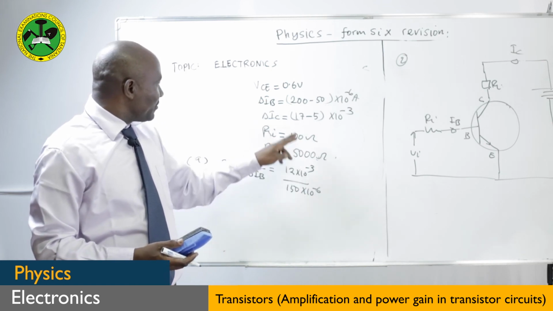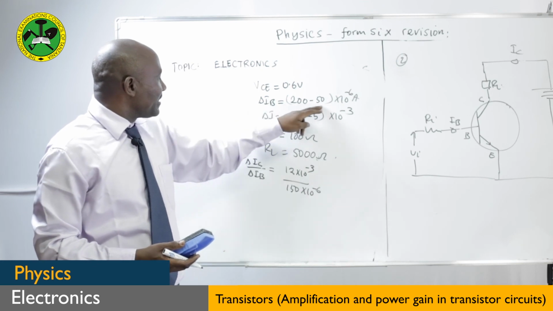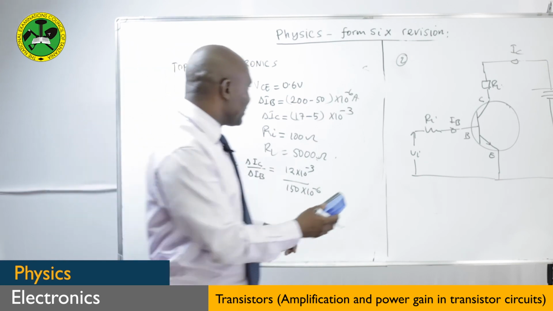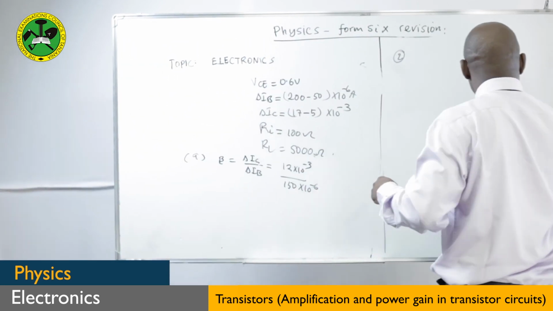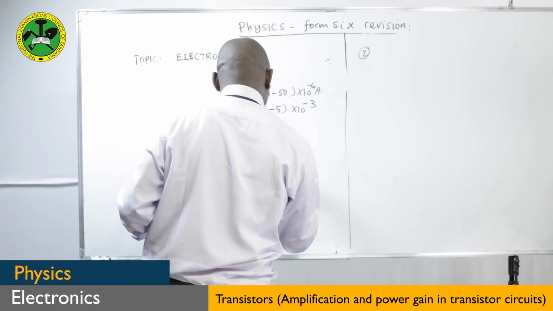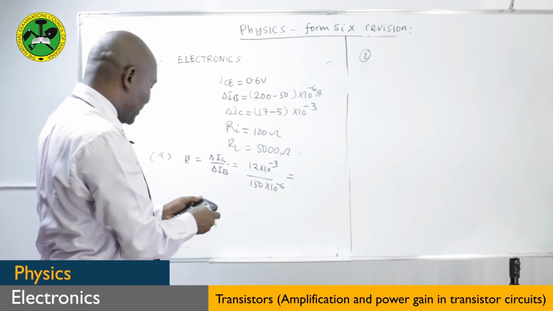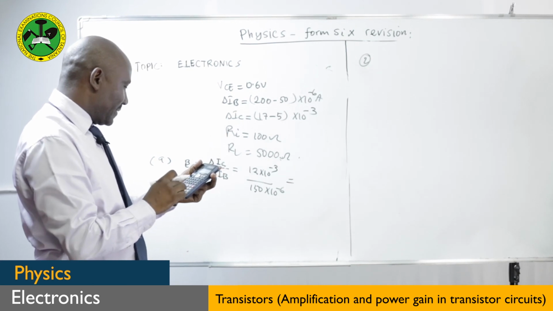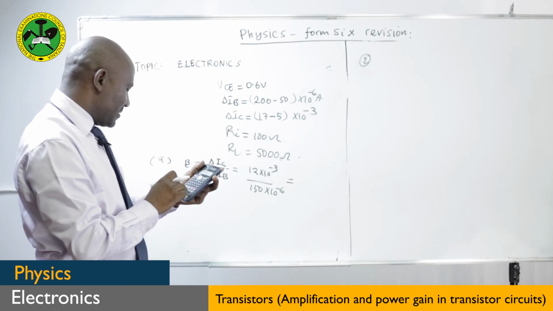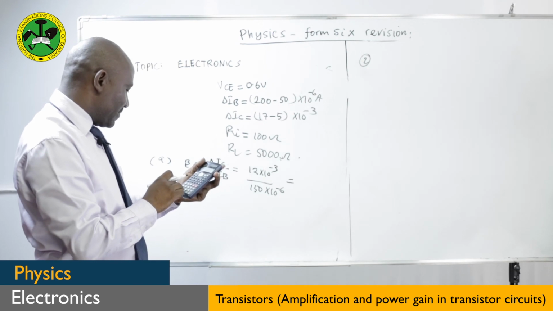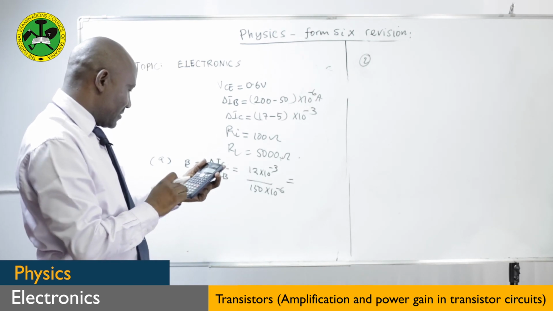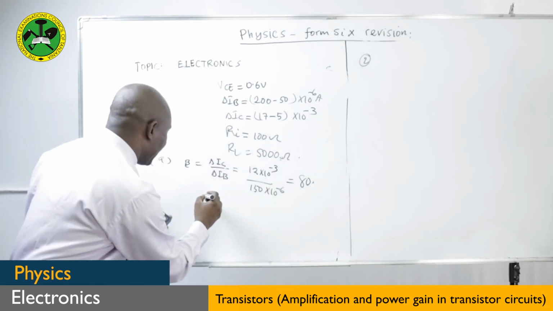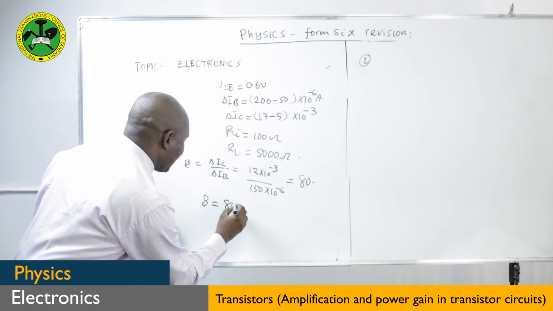The change in the base current is given by 200 minus 50, which is 150 times 10 negative 6. Using your calculator, you can find the current gain. Quickly, you take 12 divided by 150 and then multiply by 10 to the power 3. This is giving us 80. So the current gain of the transistor is 80.